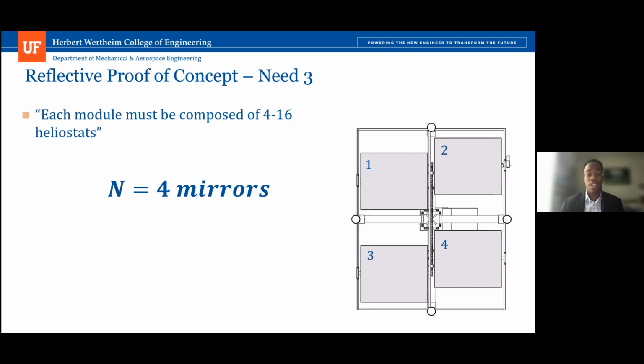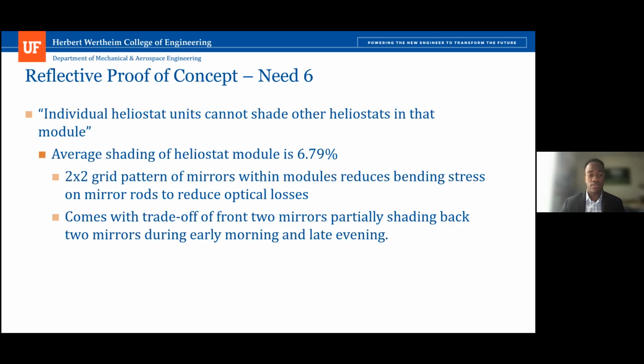With customer need number 3, each module must be composed of 4 to 16 heliostats. The picture illustrated on this slide shows that we meet the customer need with our 4 mirrors. Now I'll continue to introduce need number 6.